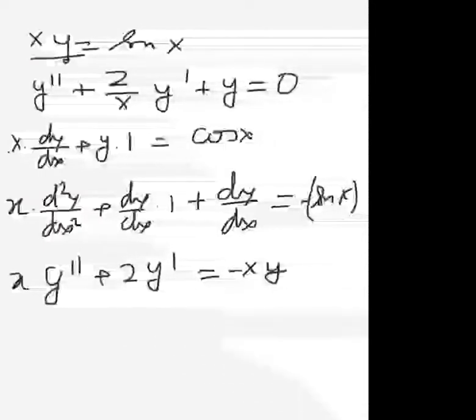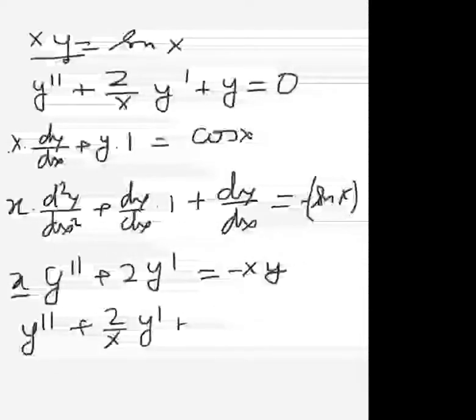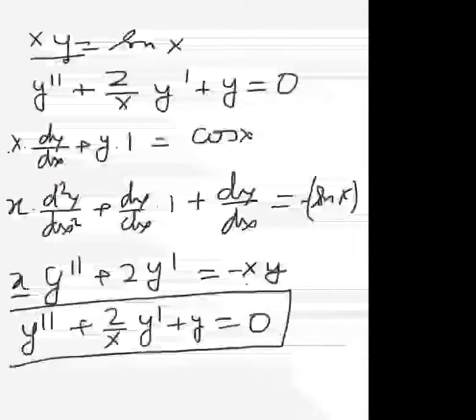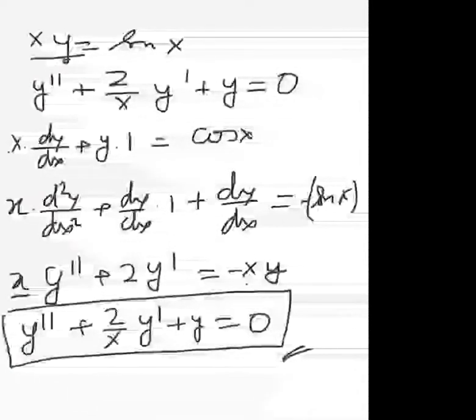I'm dividing the whole equation by x. So it will become y double dash plus 2 upon x y dash. Taking this side, plus, divided by x, x will cancel, y will be equal to 0. This only was supposed to be proved. So it's also a very good and important question.